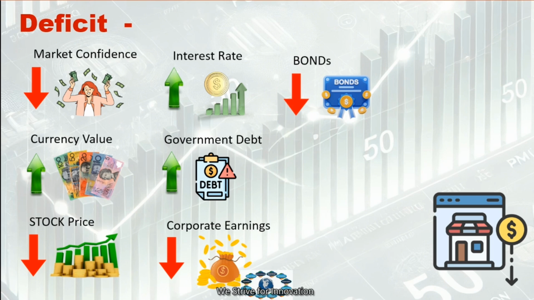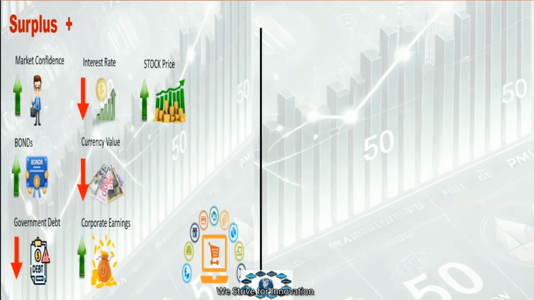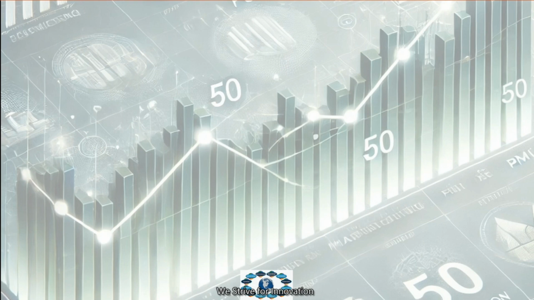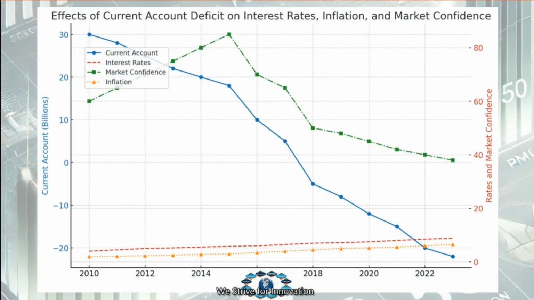This gives you an idea about the effect of the surplus and the effect of the deficit side by side. Now let's look at some charts for demonstration. As you can see, the effect of current account deficit on interest rate. Interest rate here is this color, a straight line, and then the inflation and the market confidence, and that's the current account, and you can study it and see how it affects from year to year accordingly.